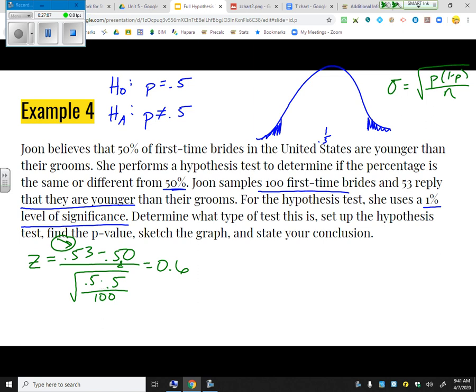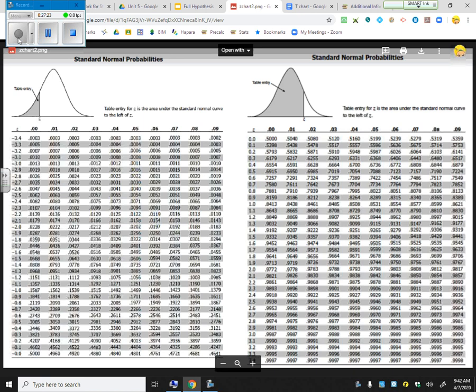Now remember, with the Z-score, I'm going to be able to figure out what the p-value is exactly. It's going to be really cool. So if I find the p-value, or the probability at 0.6, I'm going to go back to my Z-chart. On the Z-chart, my score was 0.6 exactly.